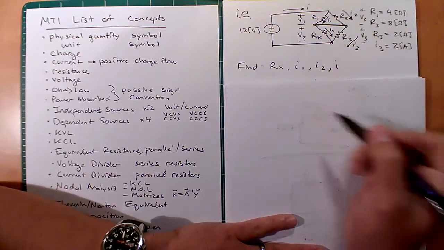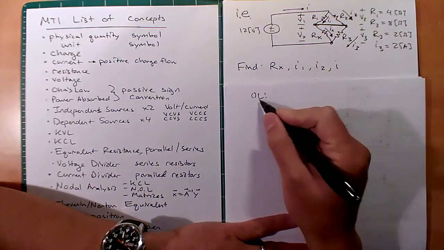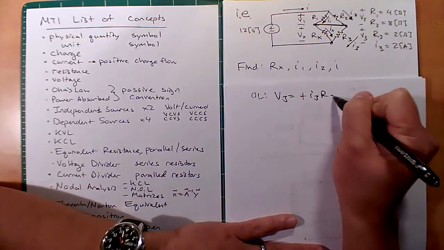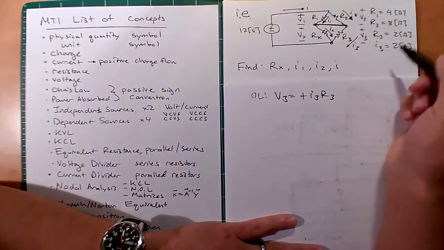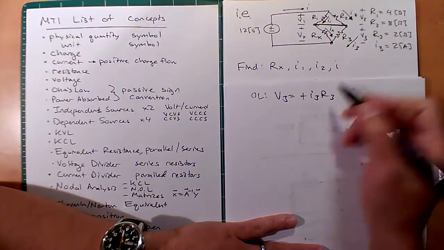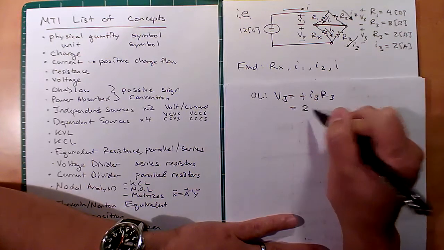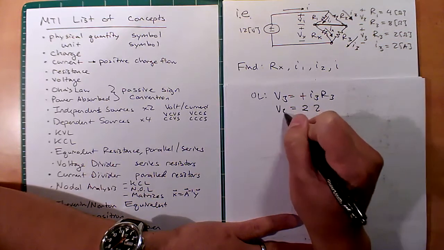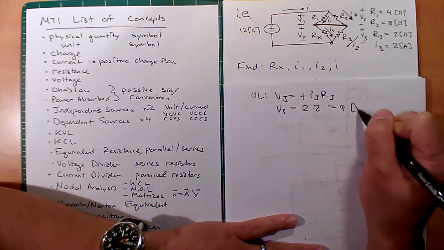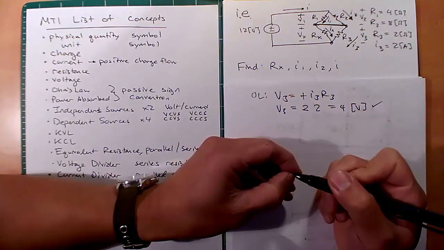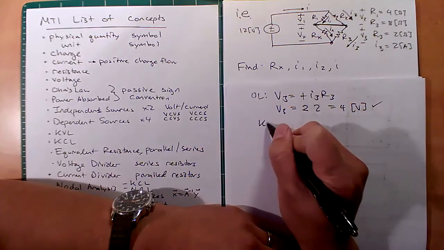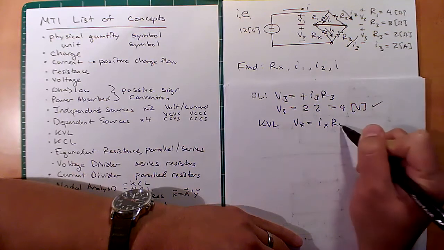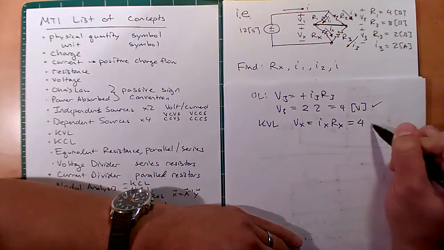So let's start out with what we do know. So we can say Ohm's law. I'm always going to put the law. So V3 is equal to positive I3R3. Okay, so what do we have? We know I3. We know R3. Good. So V3 is equal to 2 times R3, which is 2. So V3 is equal to 4 volts. Good. Okay, what else? We know by KVL, Vx is equal to Ix Rx, right? And so we know this is equal to 4 volts.